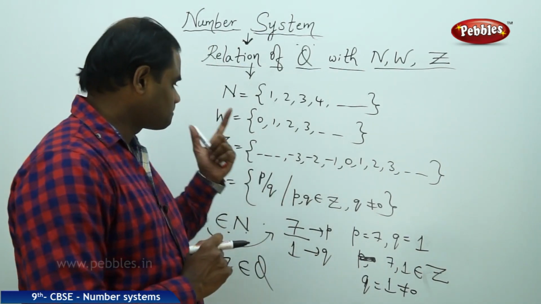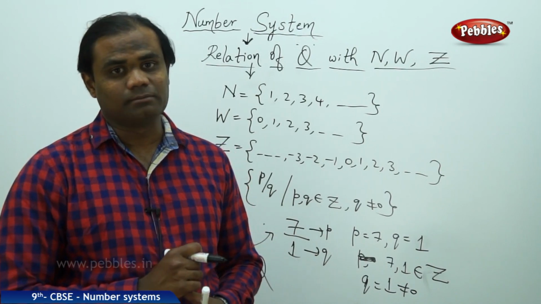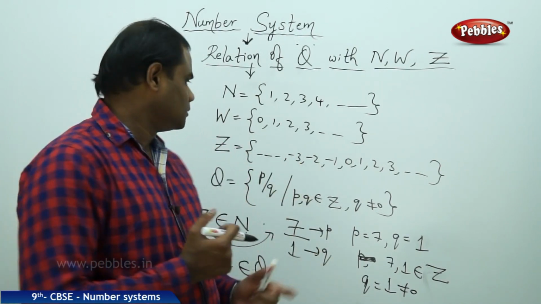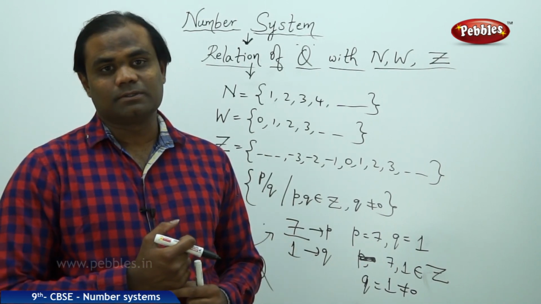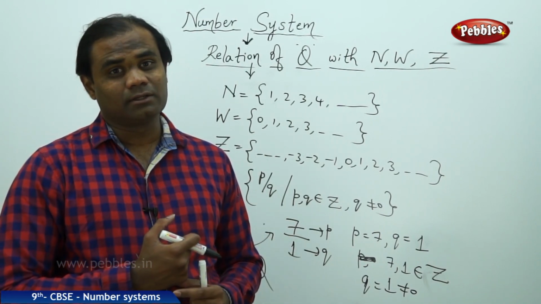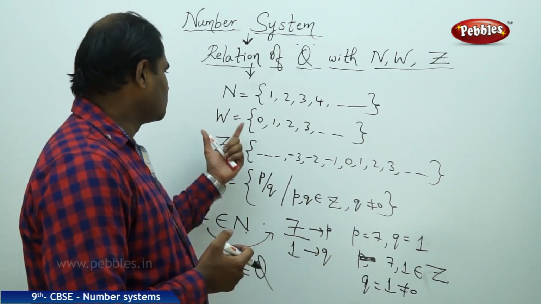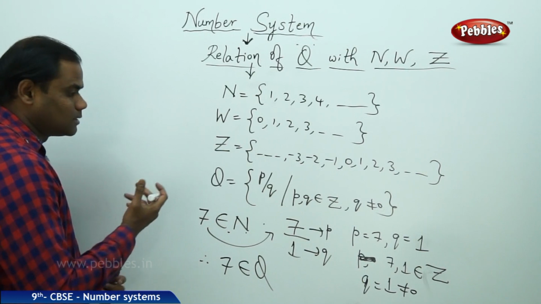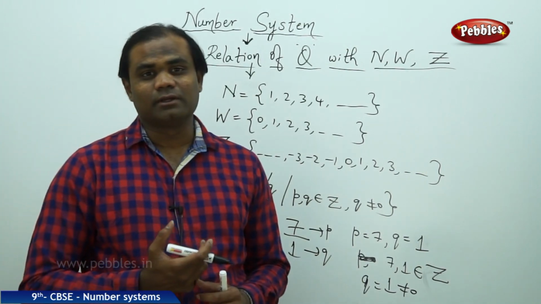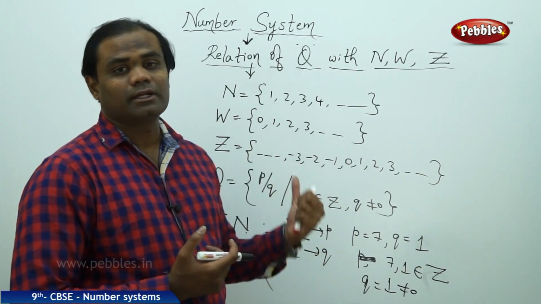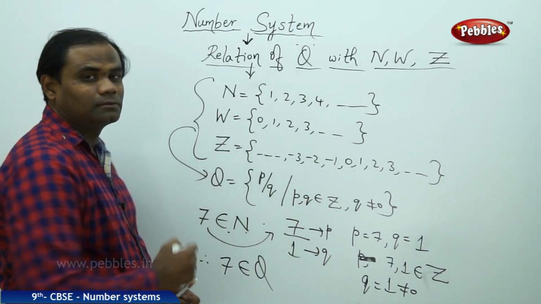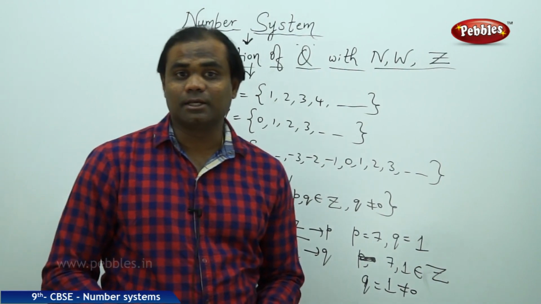All integers are part of the rational numbers, and all whole numbers are part of the rational numbers. This is how we understand the concept of natural numbers, whole numbers, integers, and Q. This is how we get the relation between N, W, Z, and Q, these three being part of Q. Q is bigger than N, W, and Z.